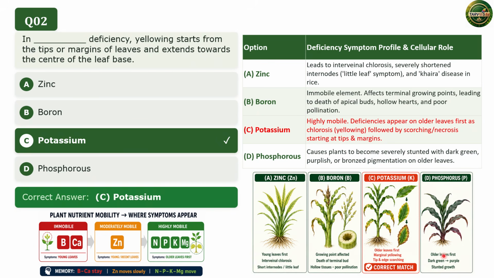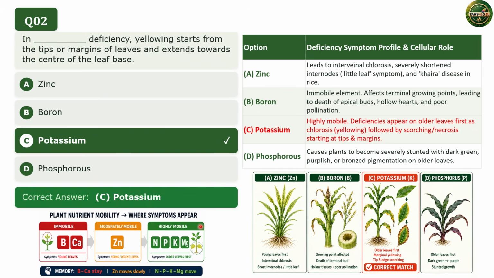And in case of phosphorus deficiency, the older leaves will be affected by dark green coloration or purple coloration or bronze coloration. We may also observe marginal necrosis. And in case of deficiency symptoms, we have to know where the symptom will appear. This is controlled by plant nutrient mobility. Based on this factor, the plant nutrients are classified into three categories.